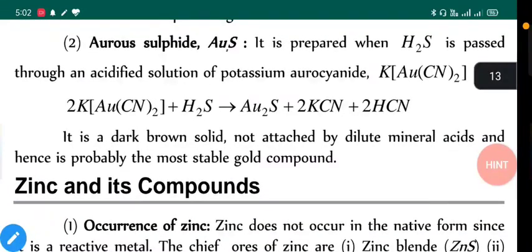Next, aurous sulfide. It is prepared when H2S is passed through an acidified solution of potassium aurocyanide KAu(CN)2 and it forms Au2S as mentioned below. It is a dark brown solid not attacked by dilute mineral acids and hence is probably the most stable gold compound. So in the next lecture we are going to discuss zinc and its compounds.